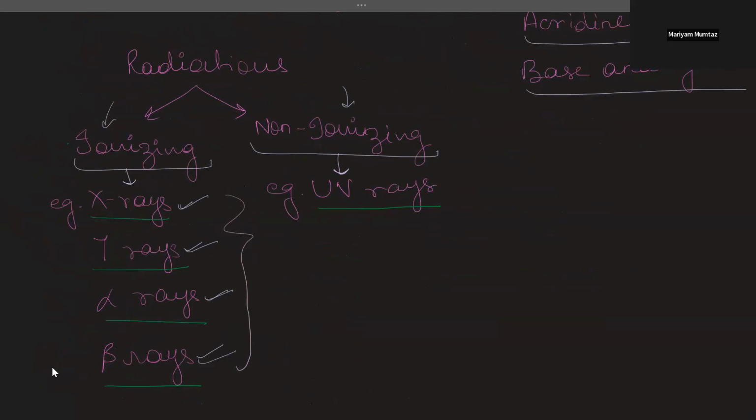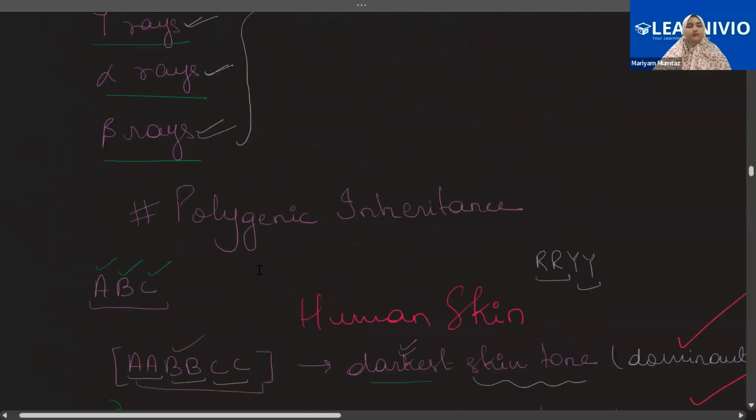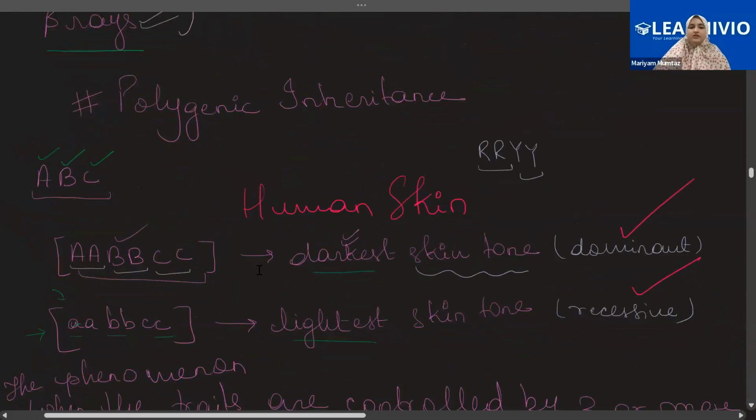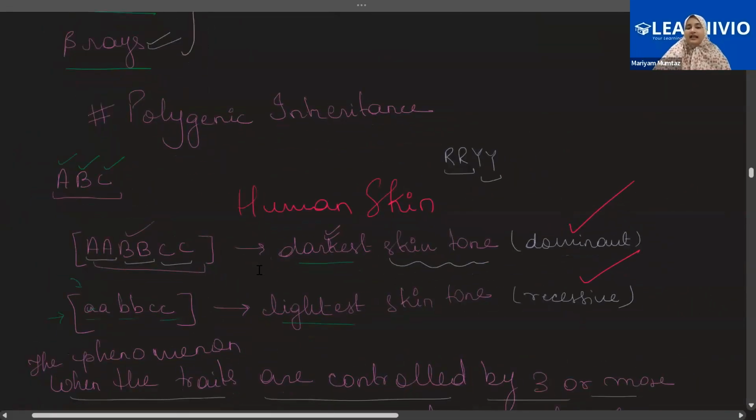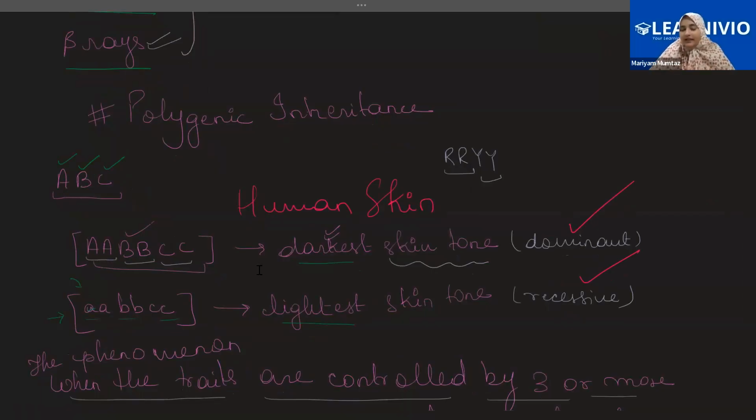Okay, any doubts up until now? All right. Now coming on to the next topic, that is polygenic inheritance. Poly means many. So when one type of inheritance is controlled by more than two types of alleles or more than two types of genes, that is what we call polygenic inheritance.